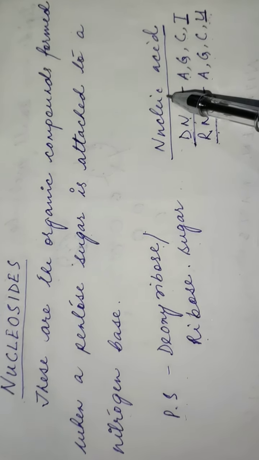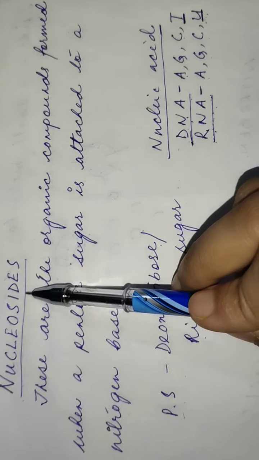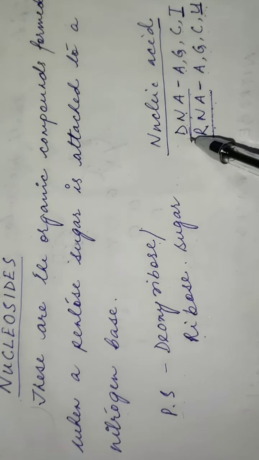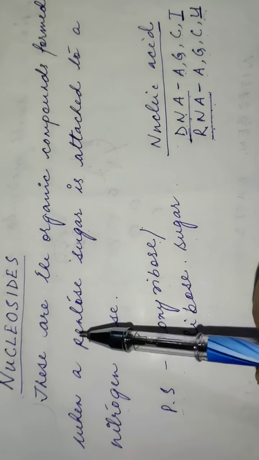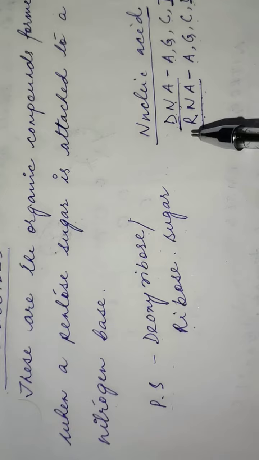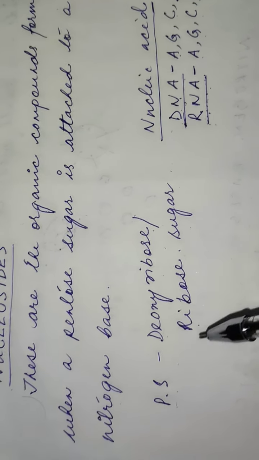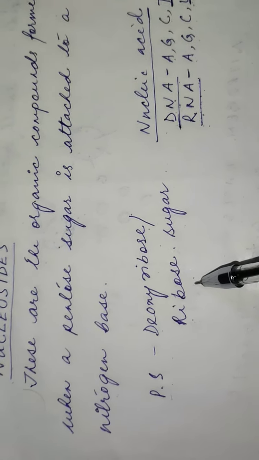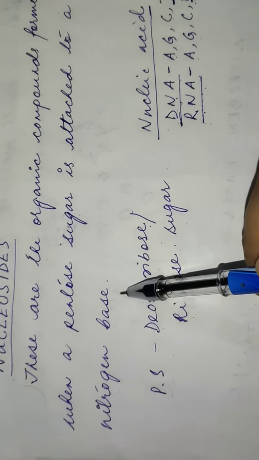Let me repeat again: when the nucleoside is from DNA, then the pentose sugar present will be deoxyribose, and if it is RNA, then the pentose sugar will be ribose sugar, which is attached to the nitrogenous base.